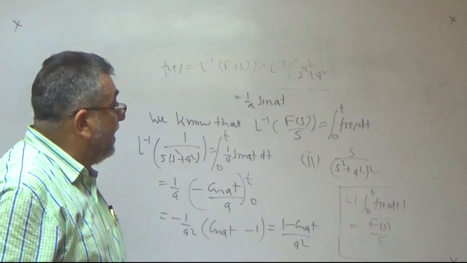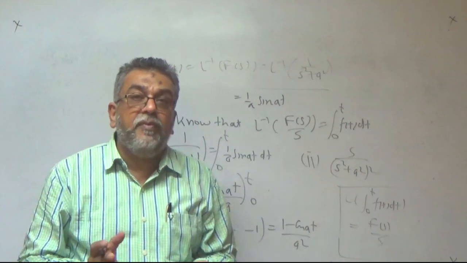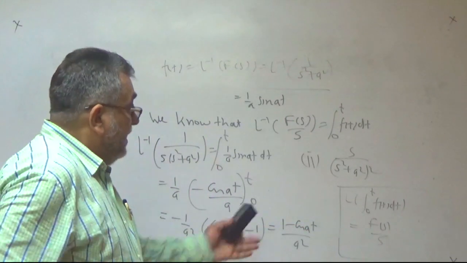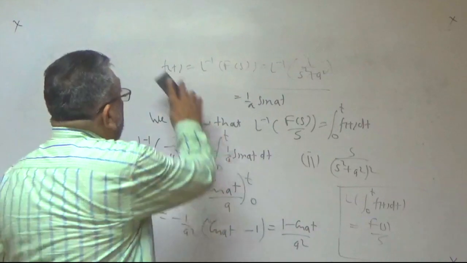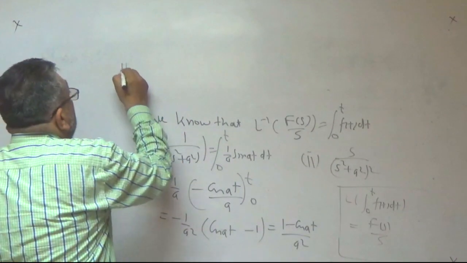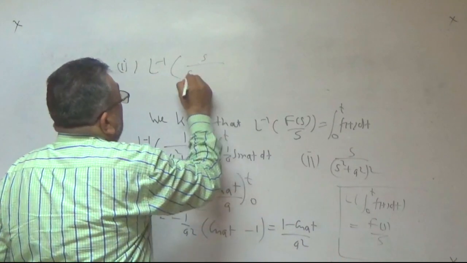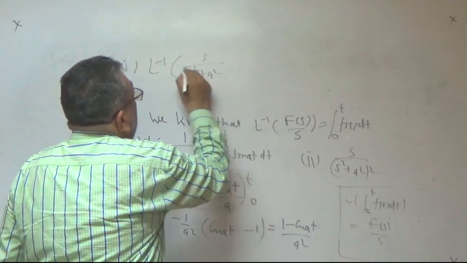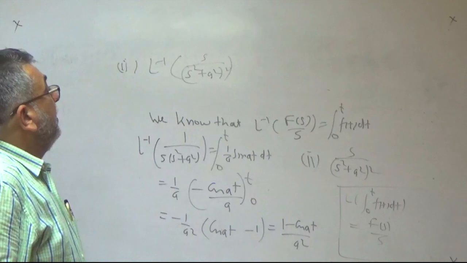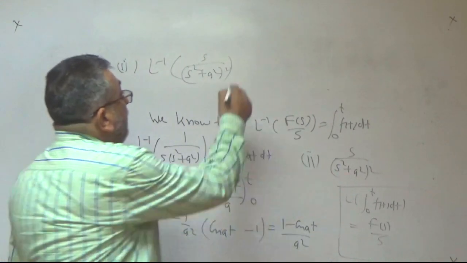So you see here how we use the formula of Laplace transform to find the inverse Laplace transform. Now similarly, the second part of the question we can solve. In the second part we have to find the inverse Laplace transform of s upon (s square plus a square) whole square. So here we have to find this.